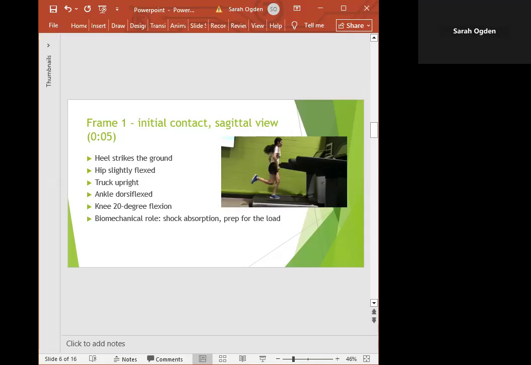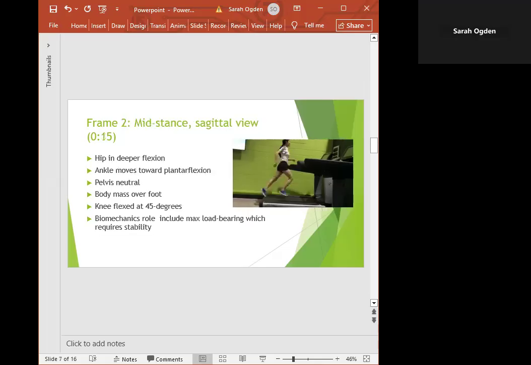This is where the runner braces for the ground reaction forces. From a biomechanical perspective, this phase is about the shock absorption of landing on the ground. Any weakness or stiffness here can shift more load to the knee. And moving on to the second frame.